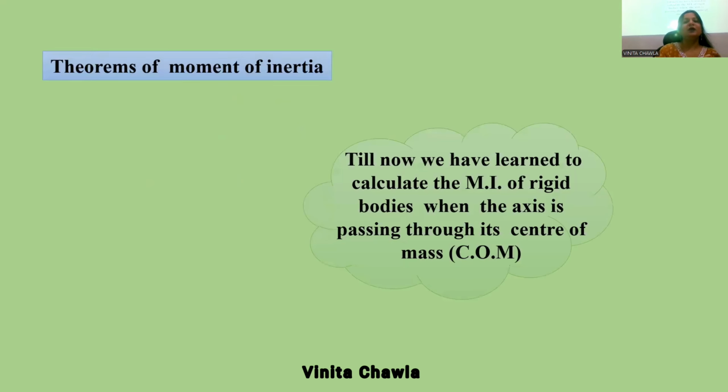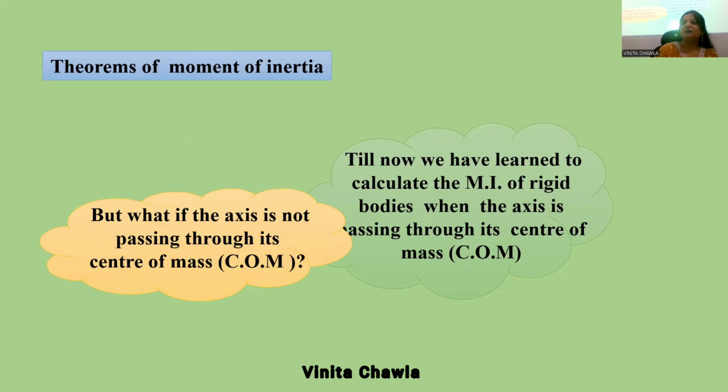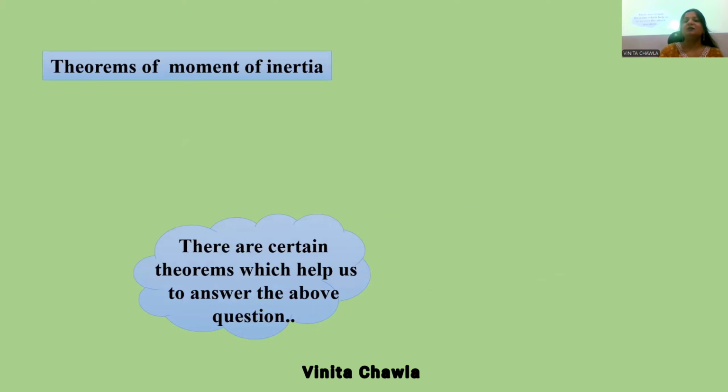See, till now, we have learned to calculate the moment of inertia of rigid bodies when the axis is passing through the center of mass. So if the axis is passing through the center of mass, you can easily find moment of inertia, right? But what if the axis is not passing through center of mass? Then how will we find moment of inertia? In that case, we apply theorems. Okay, so there are certain theorems which help us to answer the above questions.